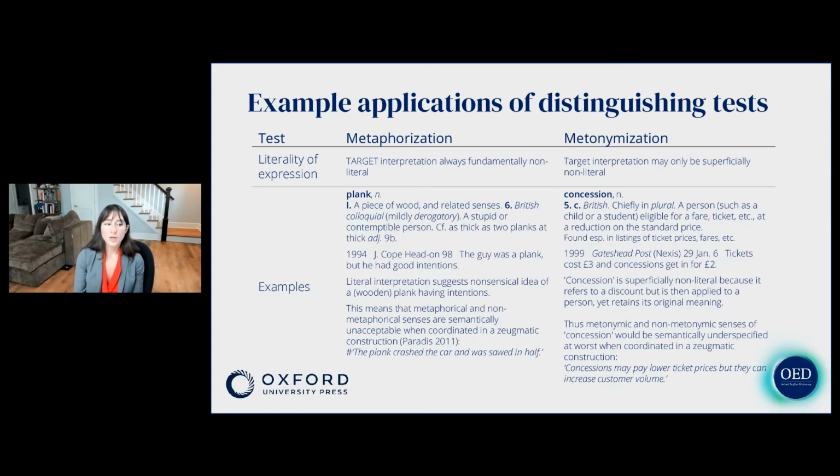what you will get is something that is semantically unacceptable. And so in the example all the way at the bottom of the column, the plank crashed the car and was sawed in half, you see the hash in front of that, indicating the unacceptability of it. The sentence is nonsensical. And so the interpretation of plank must be non-literal in order for it to work, and that's a sign that it's a metaphorization. This is not the case for metonymization. Something may only be superficially non-literal in metonymization. It's thus much less conclusive.